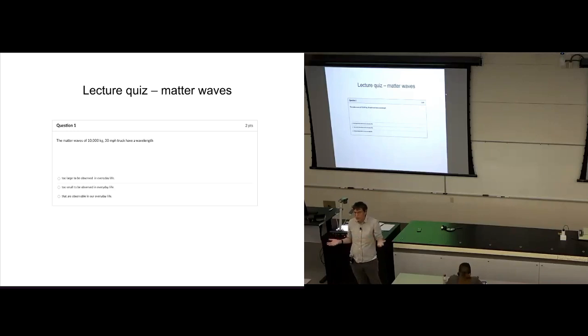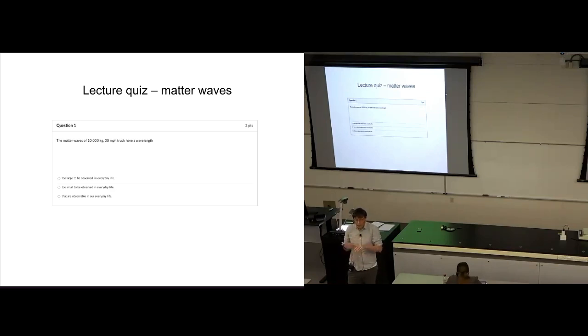So this is really about calculating, for the truck, what the matter wavelength is going to be. We would calculate it with the de Broglie equation for the matter waves. It's lambda, the matter wave wavelength, equals Planck's constant divided by the momentum of the particle or the object or the body.